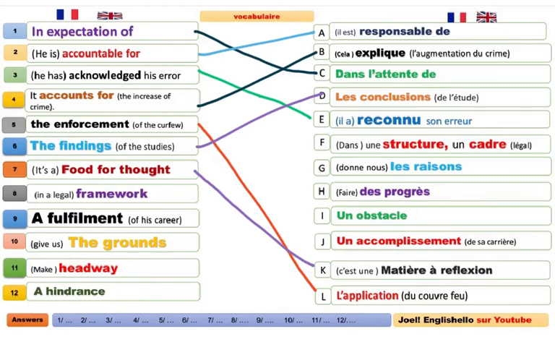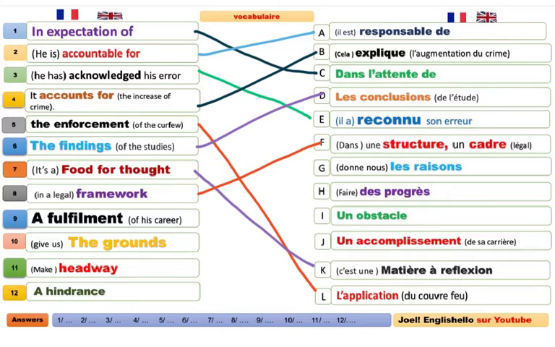A legal framework, cadre légal, structure légale. We did it in a legal framework. Nous l'avons fait dans un cadre légal.